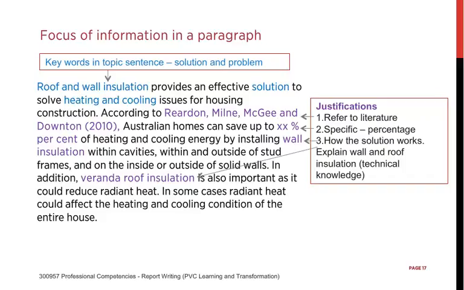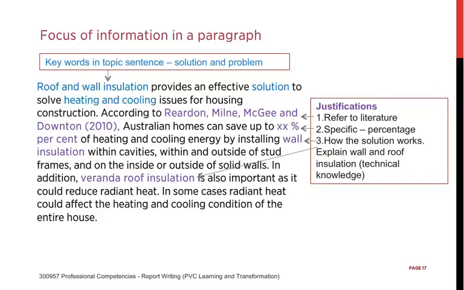So why was the paragraph in the previous slide considered well written? Because there was a focus of information within the paragraph. The whole paragraph focused around the one idea, which was wall and roof insulation, as well as the problems with it and solutions. The paragraph starts off with the topic sentence, which is the first sentence of the entire paragraph. This introduces what the paragraph will be talking about, which was the wall and roof insulation, as well as the solution and the problem, which is heating and cooling.